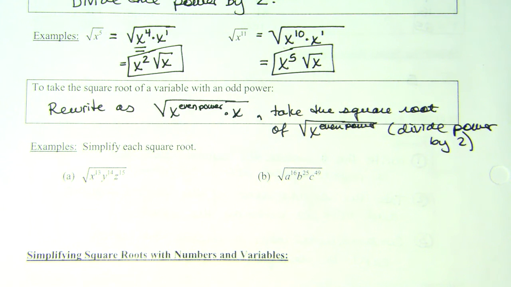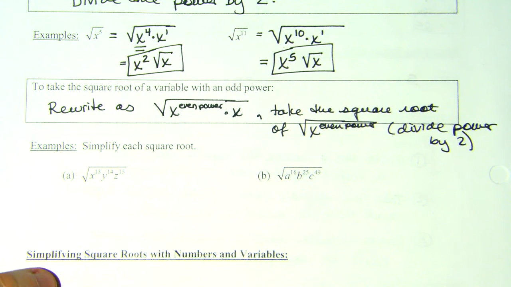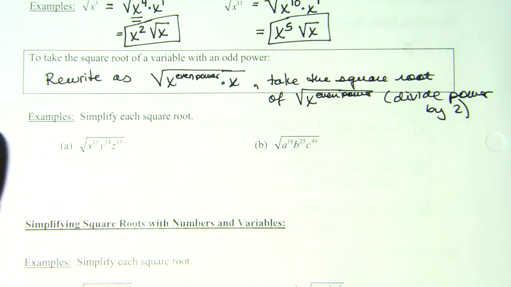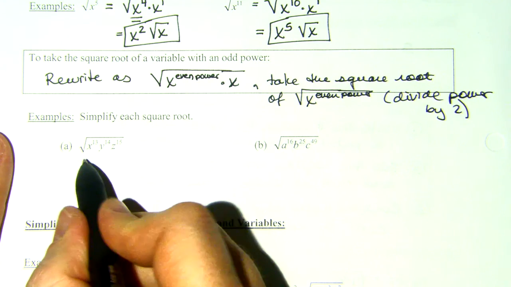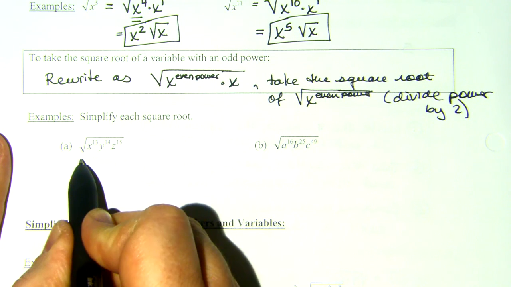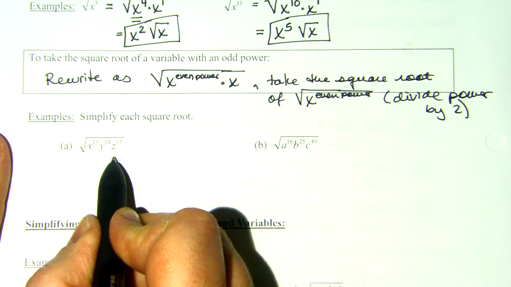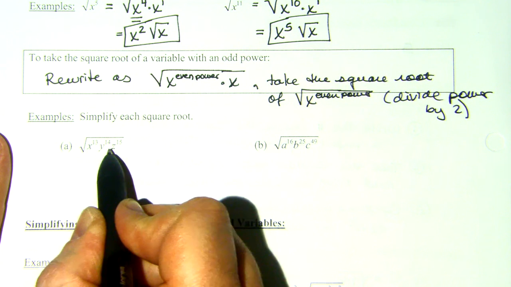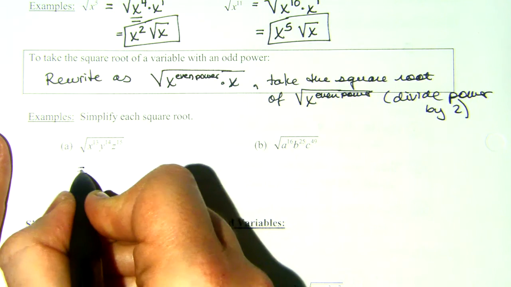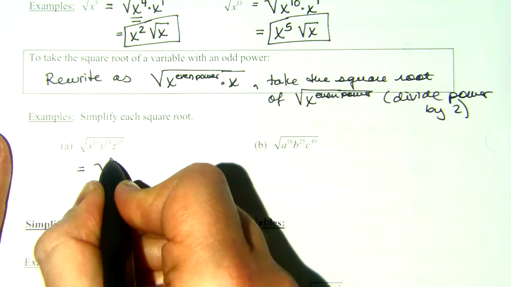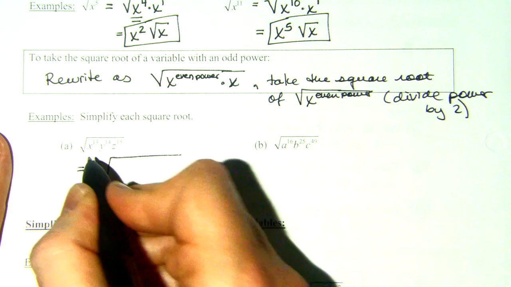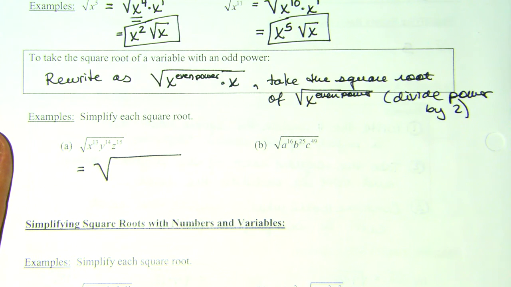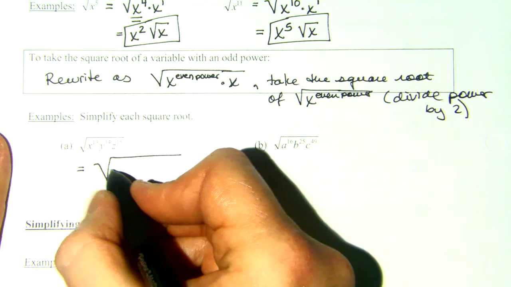So we're going to do A together, and you're going to try B on your own. Any variables with an even power will be okay, and any variables with an odd power I'm going to need to rewrite. X to the 13th, I'm going to need to rewrite. And by the way, I will need to see this work.